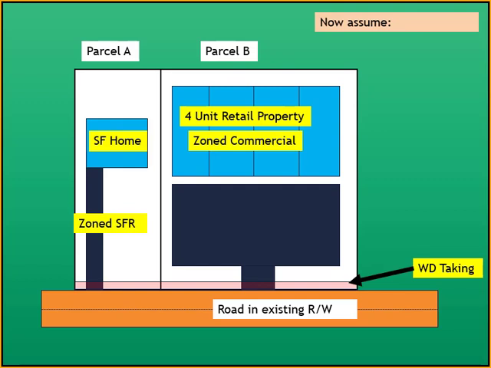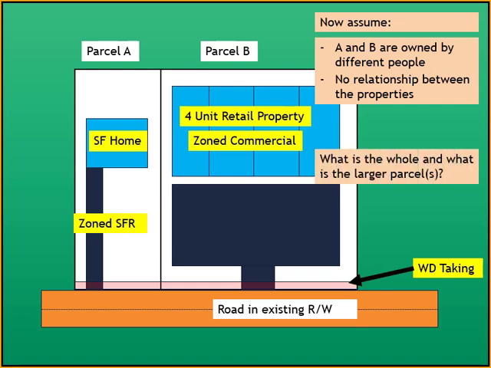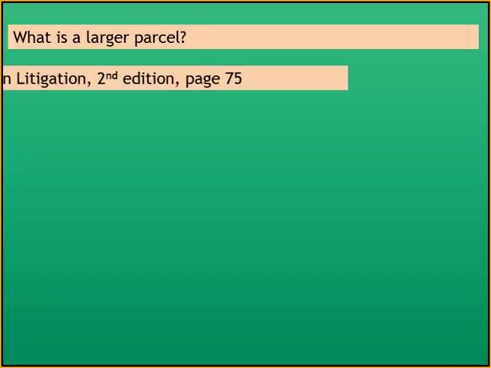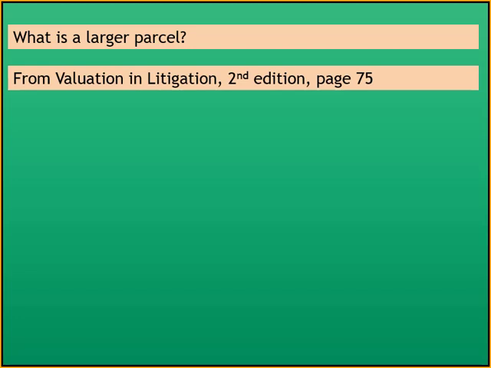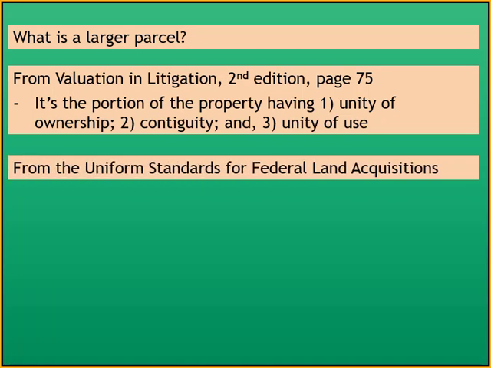Now, let's have a different assumption. Assume A and B are owned by different people, and that there's no relationship between the properties. What is the whole and what is the larger parcel? All right, the larger parcel. It's defined from Valuation and Litigation, second edition on page 75. It's the portion of the property having unity of ownership, contiguity, and unity of use.